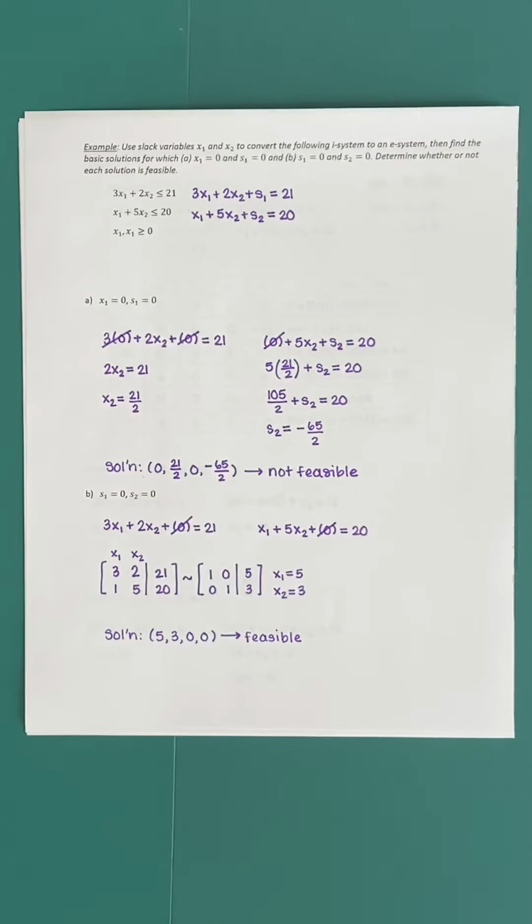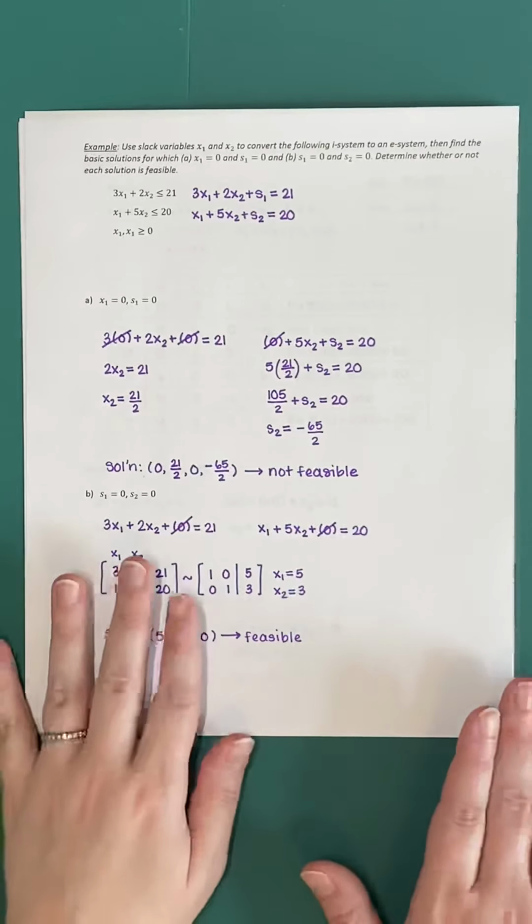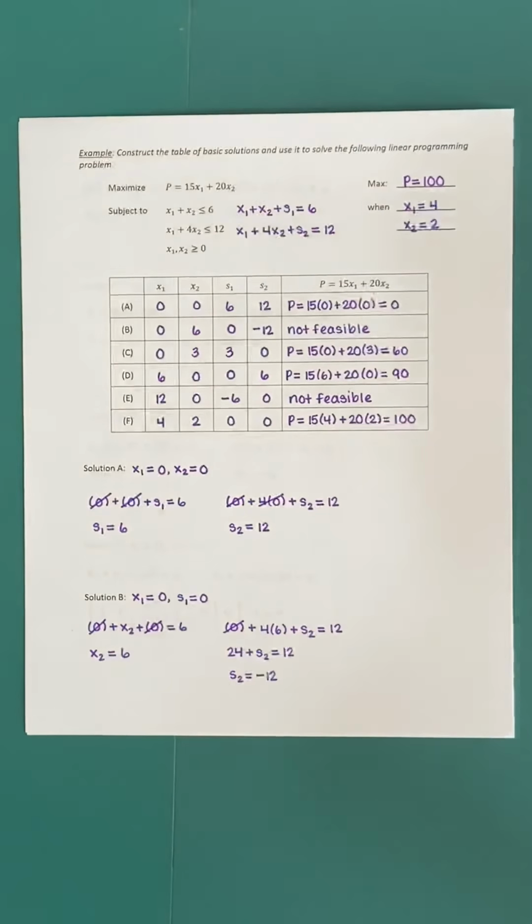So what we're going to do now is we're going to put it all together. We're going to go start to finish. So take the inequalities, add in those slack variables, convert them to an E system, determine all the different ways to pick two values to be set to 0, solve for the resulting values, and then use the results of there to find the maximum for our objective function. So let's look at an example. Okay, so we want to construct the table of basic solutions for this linear programming problem, and we want to use it to solve just based on the values that we get.